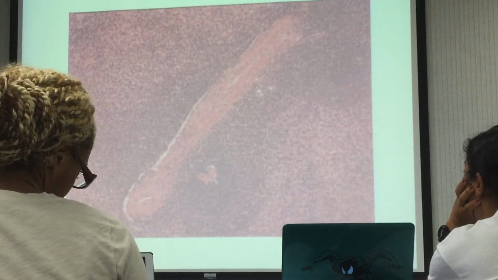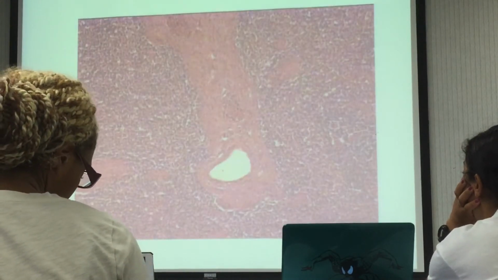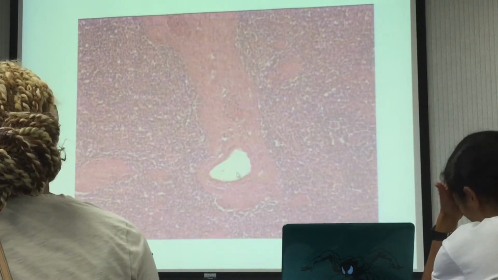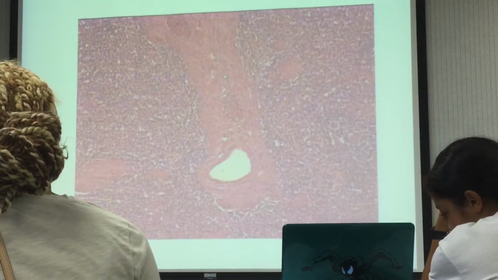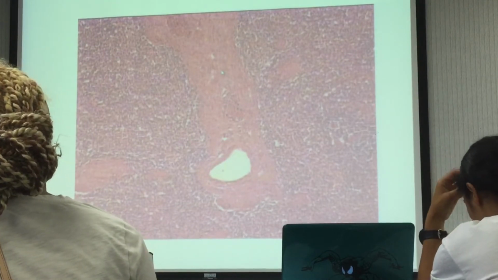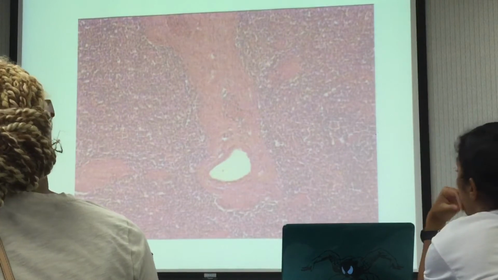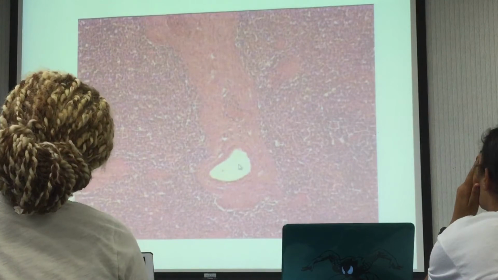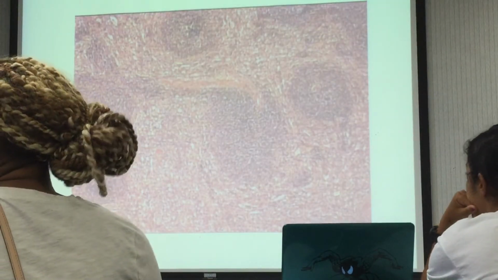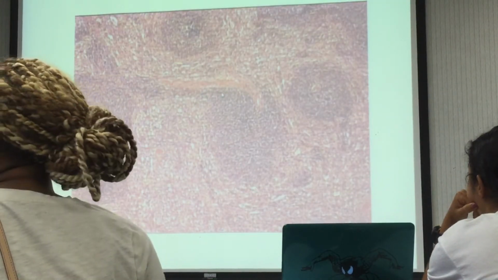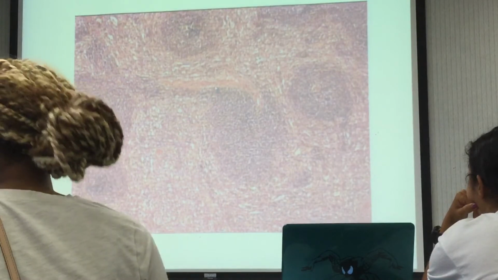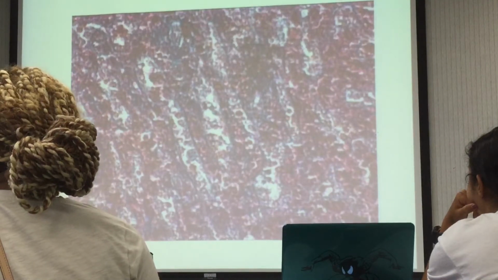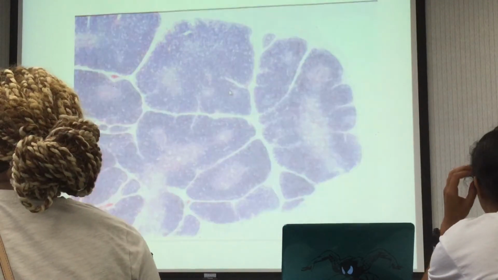Red pulp. For those of you who will study more, what is this? Central artery. This is the trabeculae, right? That's the trabeculae, and this is a trabecular artery or vein. Most probably it looks like a vein to me. How do you tell? What is this? PALS, right? More thick. This is the central artery with PALS. These are the cords, and you see sinuses here.